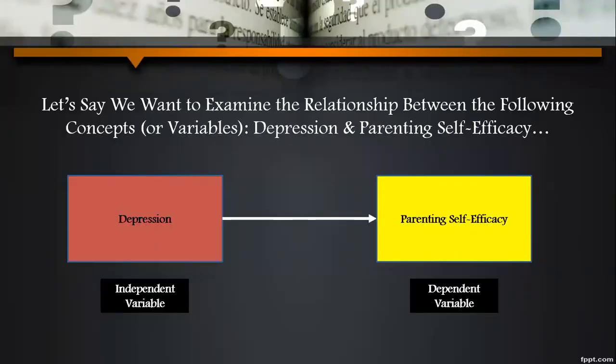So let's say we want to examine the relationship between the concepts of depression and parenting self-efficacy. On a very basic level, we know here that our independent variable is depression and our dependent variable is parenting self-efficacy. But at the same time, we know that in the real world and in social work, many of the problems that we face are much more complex. It's not always as simple to say that depression influences parenting self-efficacy. There are so many other variables that can be at play here. If we think back to the slide with all the different variables on it, so many of those variables can also be at play in this relationship between depression and parenting self-efficacy.